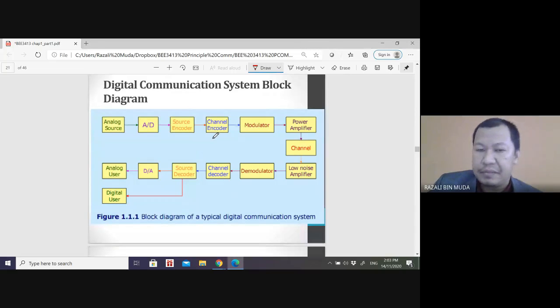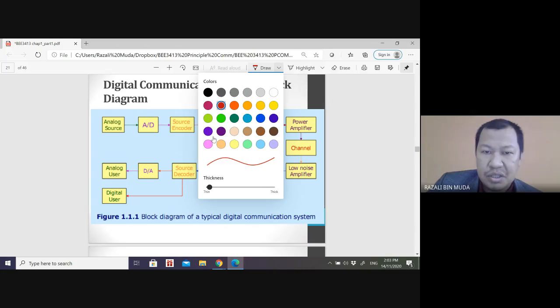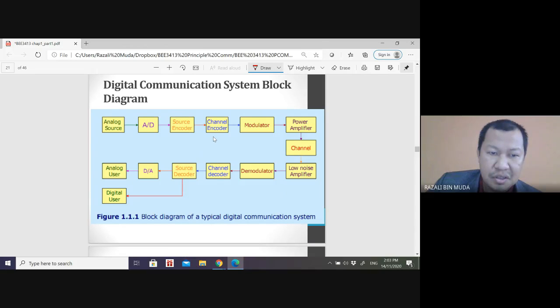Digital communication system block diagram. This is a little bit more detailed. You have an analog source, and the most common analog source is the voice. If the source is in analog form, you need to convert it into digital at the analog to digital converter. This is the source encoder. Then you have the channel encoder, modulator, power amplifier, channel, amplifier again, demodulator, channel decoder, source decoder.